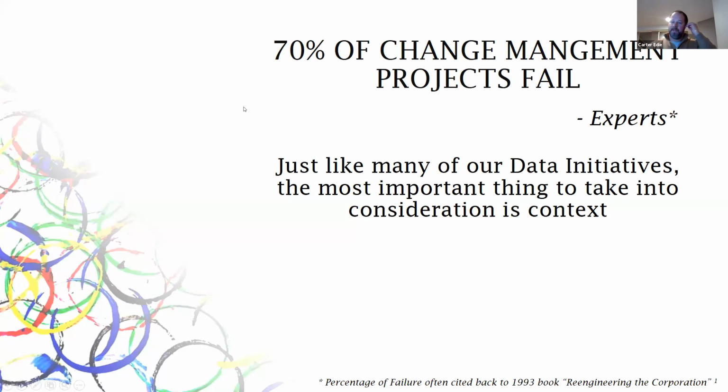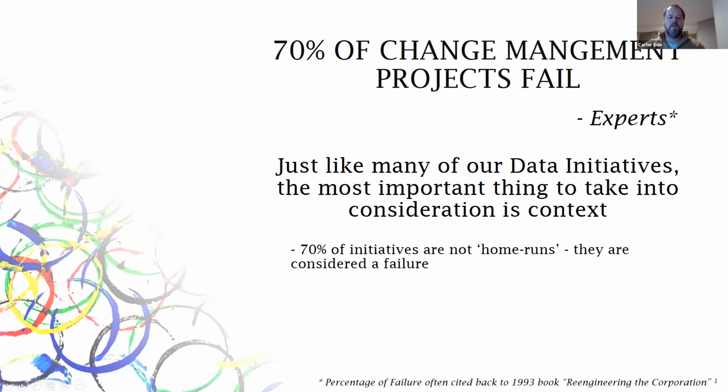And just like many of our data initiatives, the most important thing to take into consideration when talking about whether or not a project fails or succeeds is the context of what that project actually is and how it's adopted or how it's viewed by different people within the organization. So what this actually meant, when they looked at the results of their survey, is not that 70% of initiatives succeeded or failed. It wasn't binary. It's that they weren't total successes.